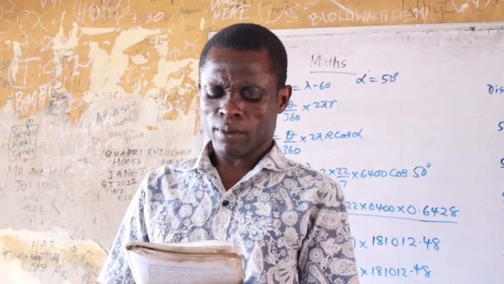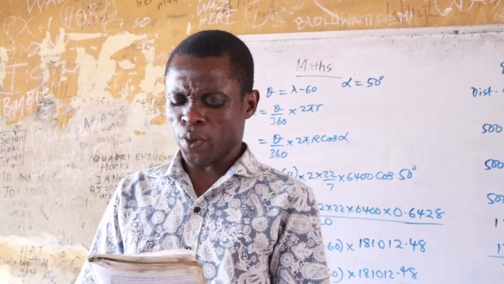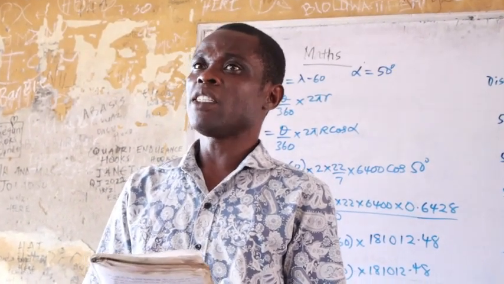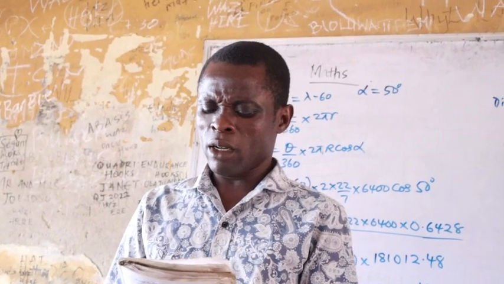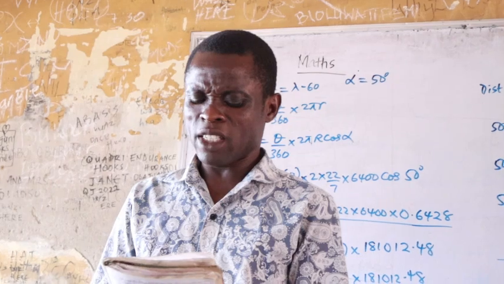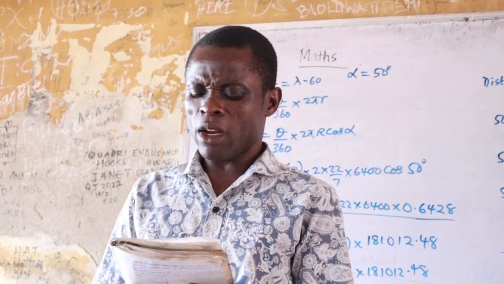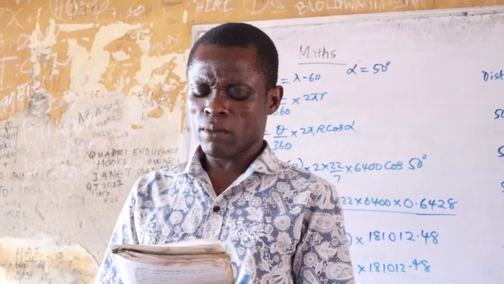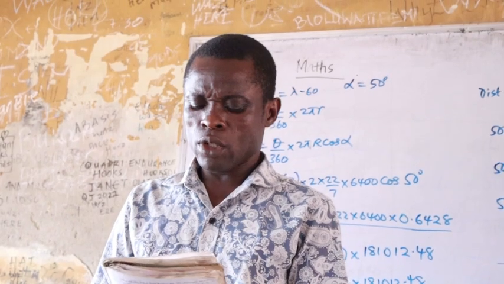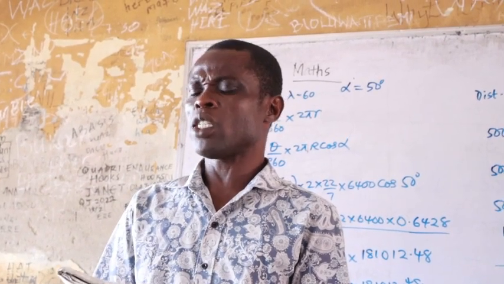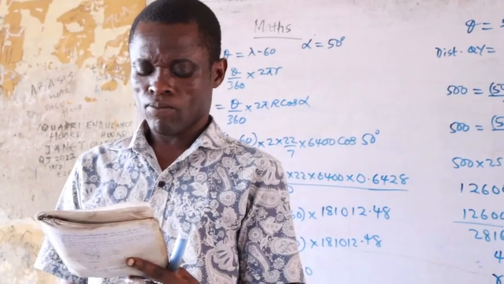Question A. Find the distance between P and Q along their parallel of latitude, correct to the nearest 100 kilometers.